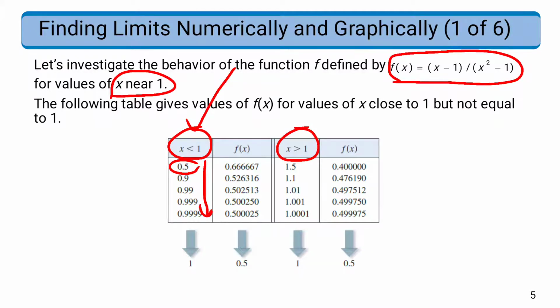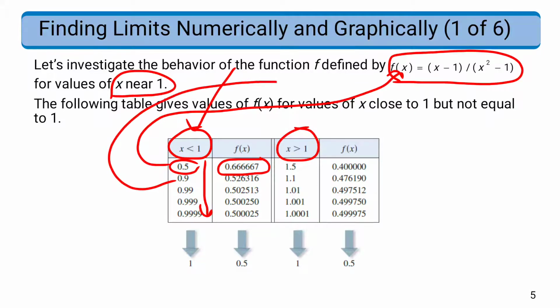Keep taking your values and get as close as possible to 1. Take a value like 0.5, evaluate it in the function f of x, and you get the value of f of x. The first one, when you have 0.5, you get 0.666667. You use 0.9 also, evaluate it into the function, and as you continue all the way down, you get the behavior of the function as you approach 1 from the left.